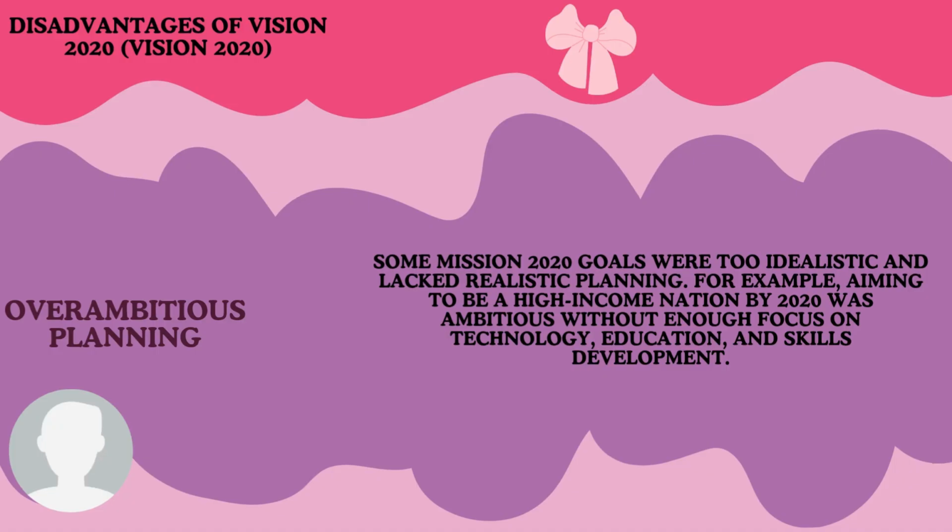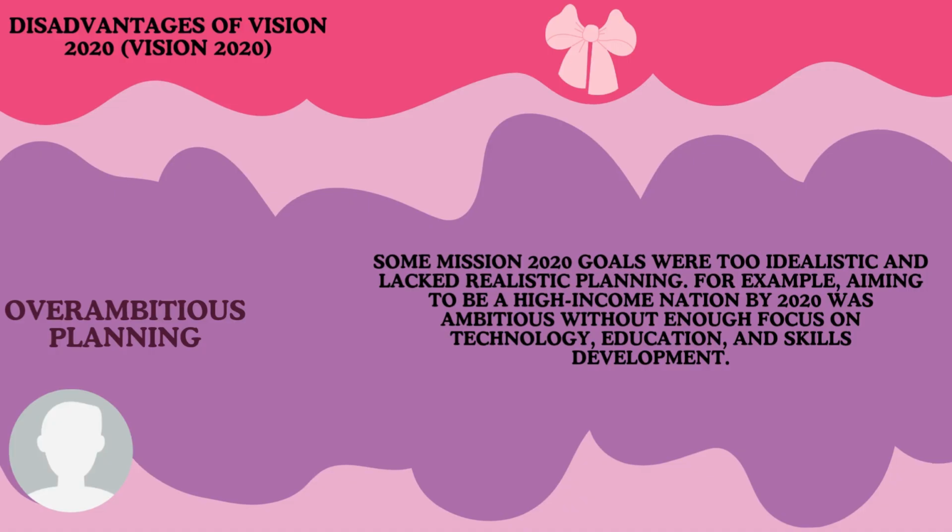Moving on to the third disadvantage of Vision 2020, which is over-ambitious planning. Before we look at the slide, let's look at the definition of over-ambitious planning. Over-ambitious planning means creating plans or goals that are too large, unrealistic, or difficult to achieve within the available time, resources, or capabilities. It also refers to setting targets or creating strategies that are beyond what is practical or achievable, often due to excessive optimism or underestimation of challenges.